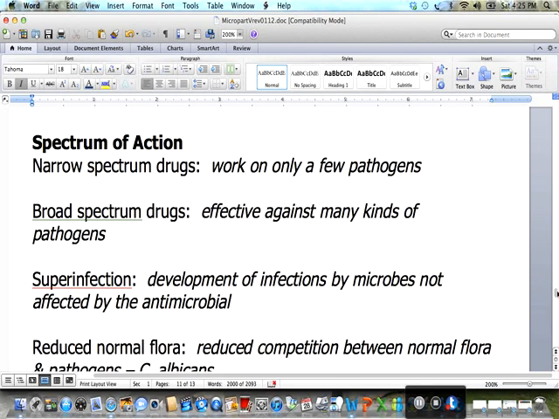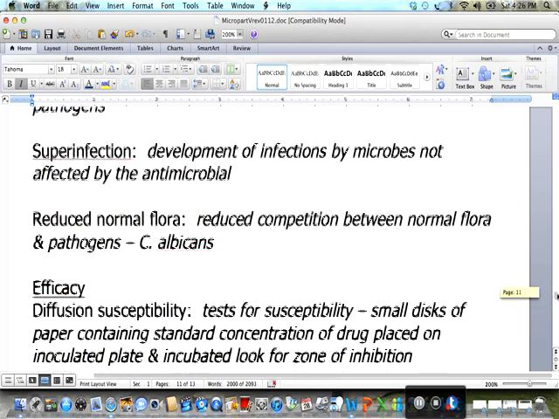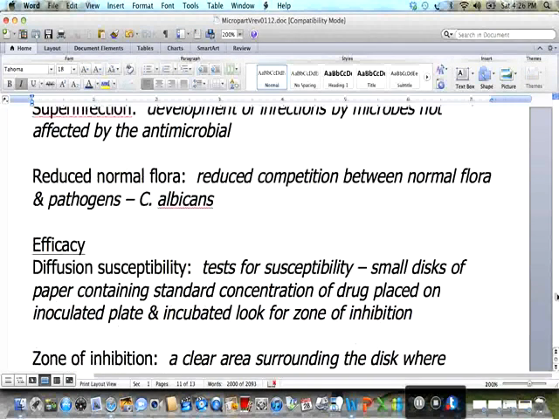Narrow-spectrum drugs work on only a few pathogens, while broad-spectrum drugs are effective against many different pathogens. It is best to attempt treatment with the most narrow-spectrum drug first to minimize potential resistance. Superinfection results when there is development of infections by microbes not affected by the antimicrobial. The sensitive organisms may be killed, leaving less competition and more resources available to the resistant organisms. Reduced normal flora increases susceptibility because there is less competition between the normal flora and the pathogens.